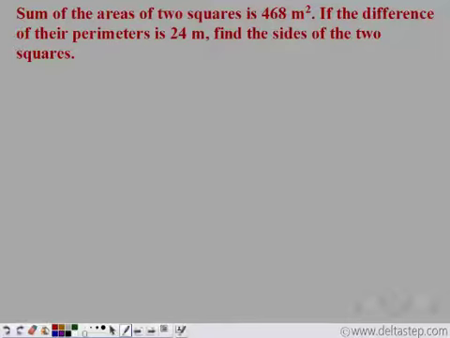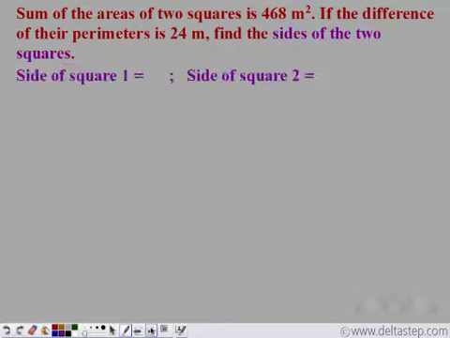So the first thing is to determine what is the unknown. What do we need to find out here? We need to find the sides of the two squares. So let us call one square as square 1, the other square as square 2. So the sides of the two squares, square 1 and square 2, are the unknowns.